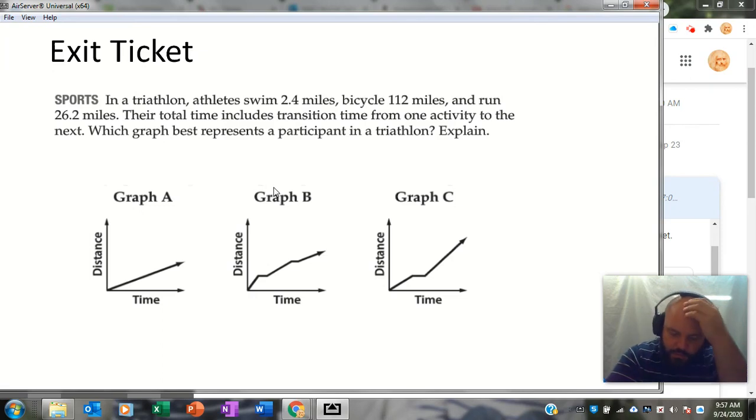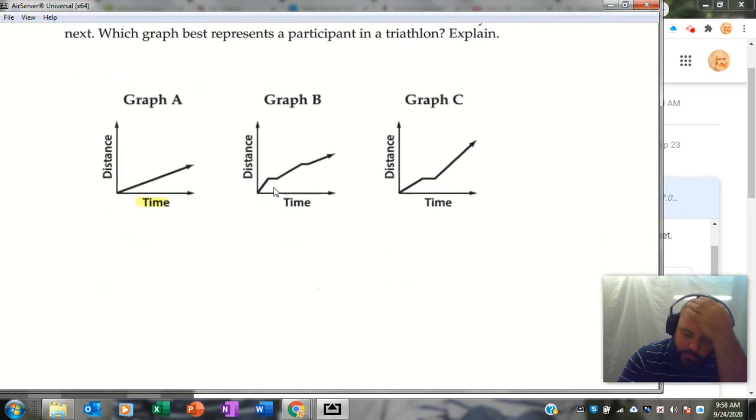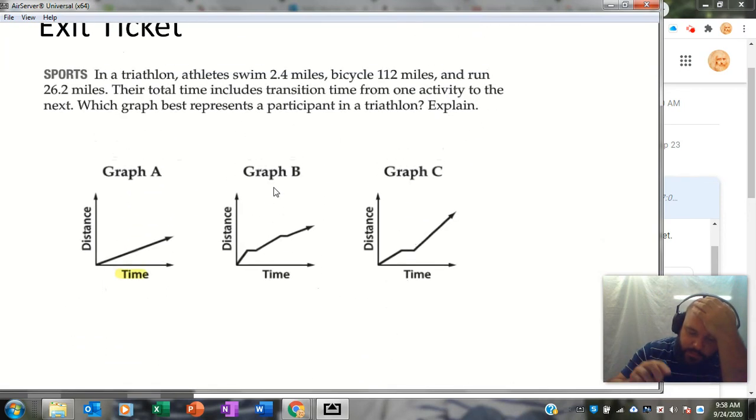And so what you would want to think about, you can see all of these graphs are time and distance, right? So these are all time and distance. Now, what we have to determine, though, is which one would be the fastest. So if we look at right here, we have you swim 2.4 miles, then you bicycle, and then run. Okay, swim, bicycle, and run.